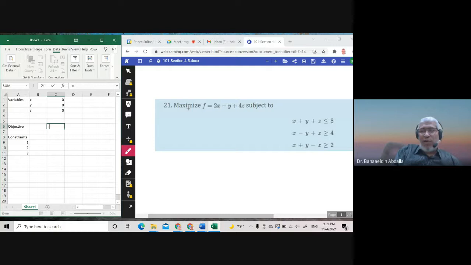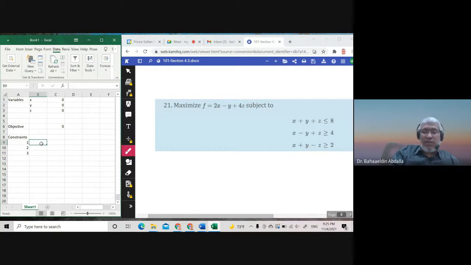it's a maximization problem. Even if it is a minimization problem, you use Excel, okay? You can use Excel to solve it. And you write the objective function as it is. So two times x, now this is x, minus one times y, this is y, and plus four times z, and this is z. So this is actually the objective function. Now let us write the constraints.